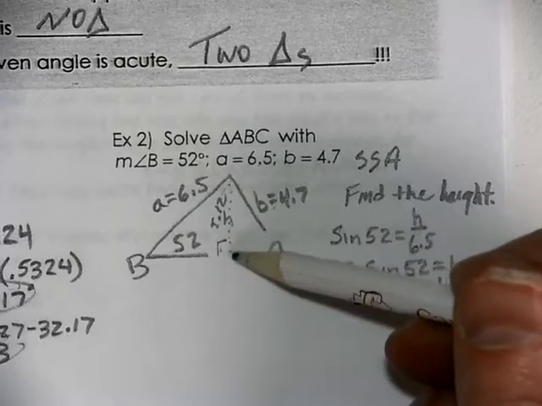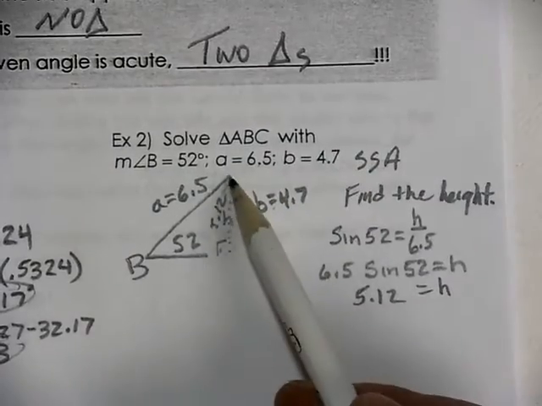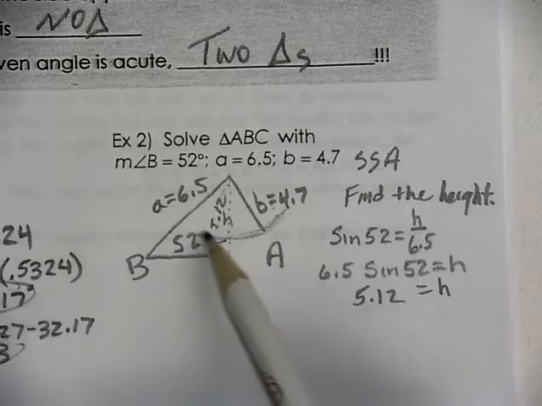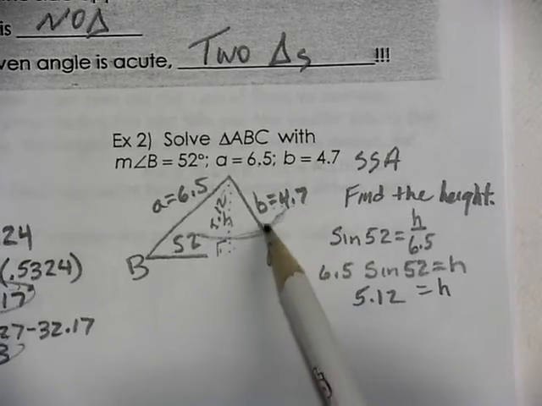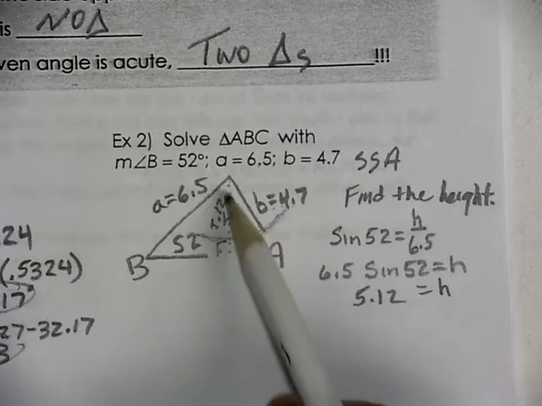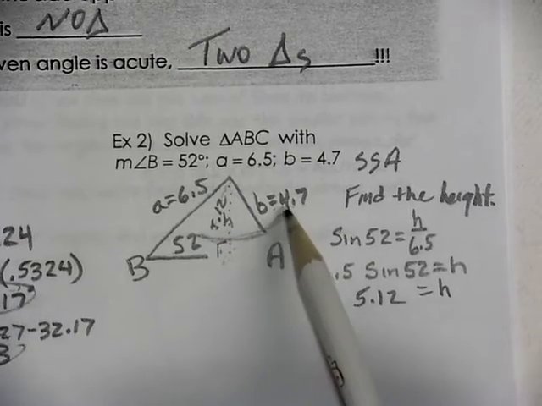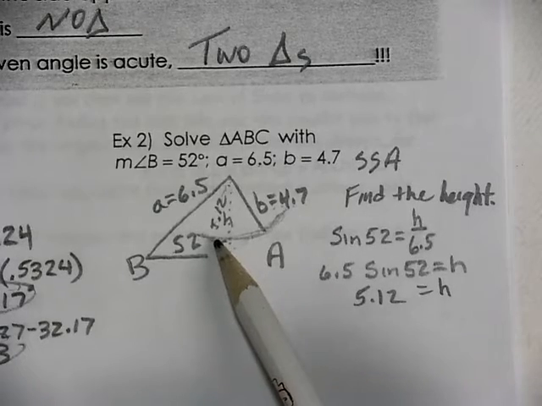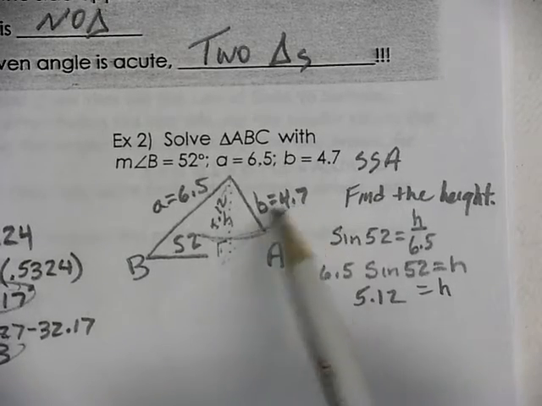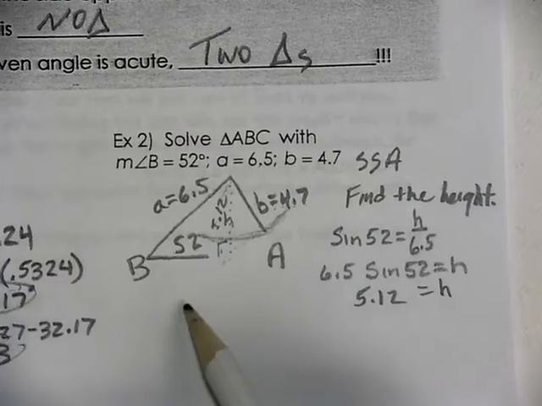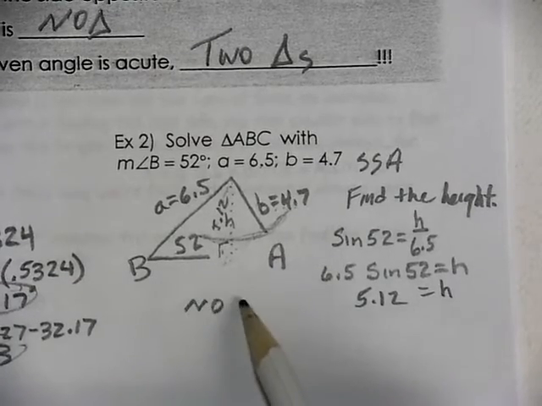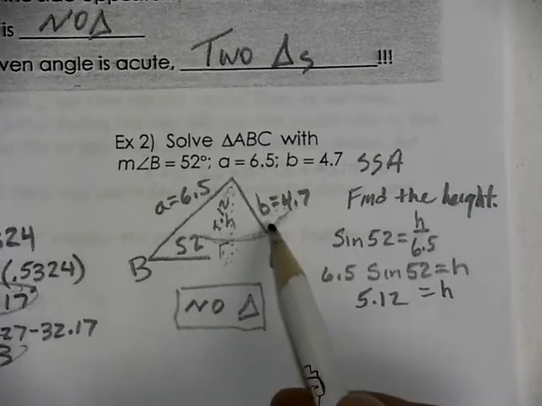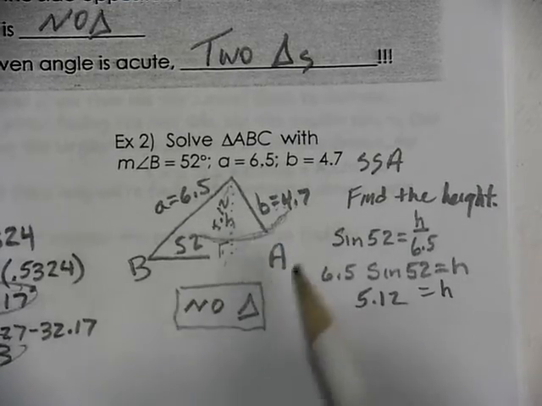If the height is 5.12, and you have this part over here that is swinging back and forth trying to touch the ground at 4.7, it's never going to touch if the height of the ceiling is 5.12. It's too short. It's got to be longer than 5.12 for it to touch the ground. So this is going to have no triangle. The opposite side is shorter than the height.